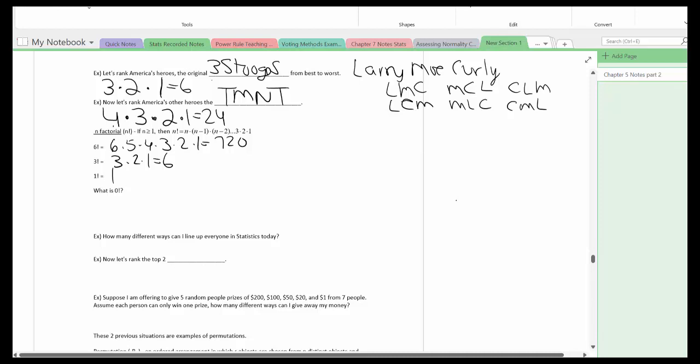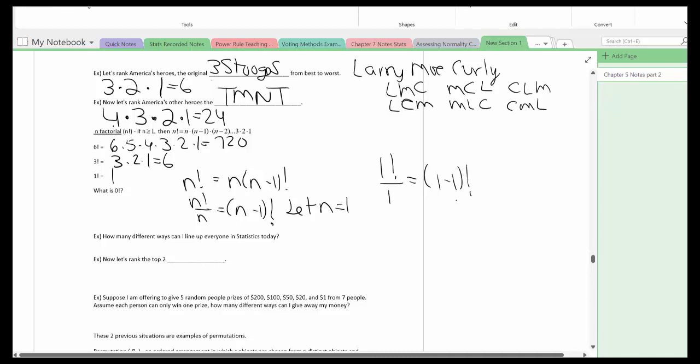0 factorial, well, n factorial is equal to n times n minus 1 factorial. I can divide both sides by n because it can't be 0. And now let n equal 1. So that's 1 factorial divided by 1, and I have 1 minus 1 factorial on the other side. 1 factorial is 1, that's 0 factorial, and 1 divided by 1 is 1. So 0 factorial is equal to 1, not 0.